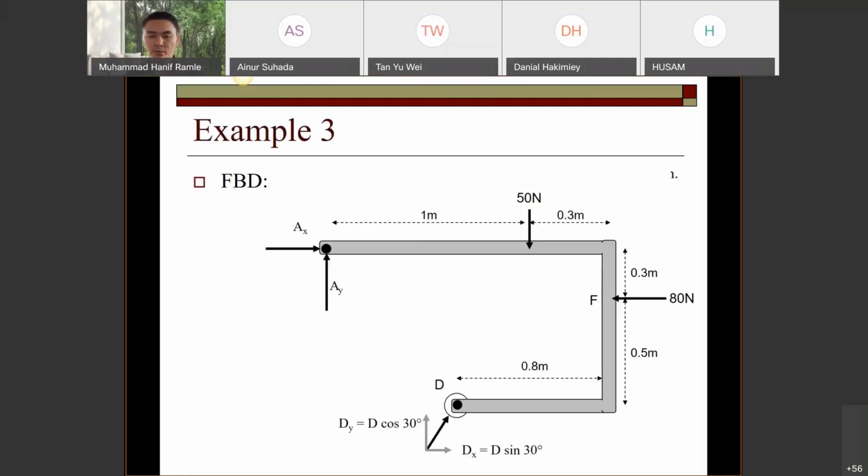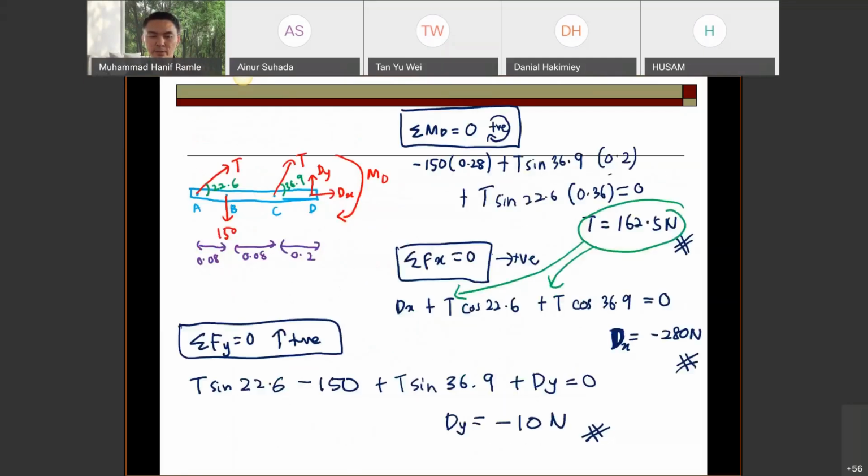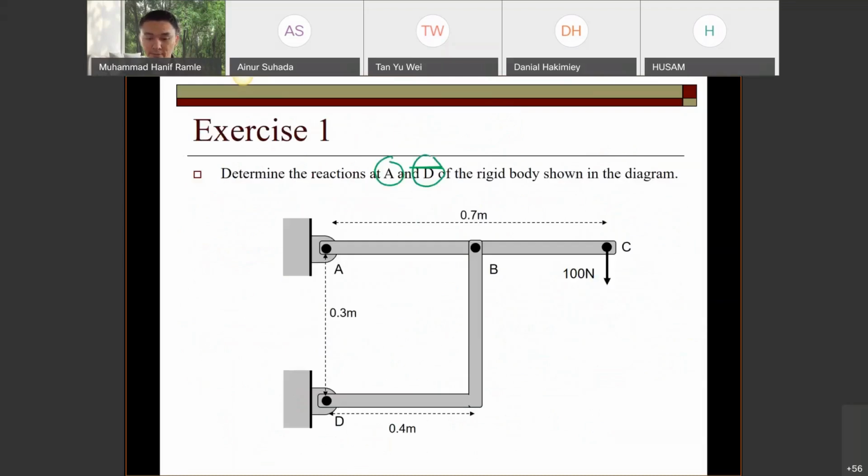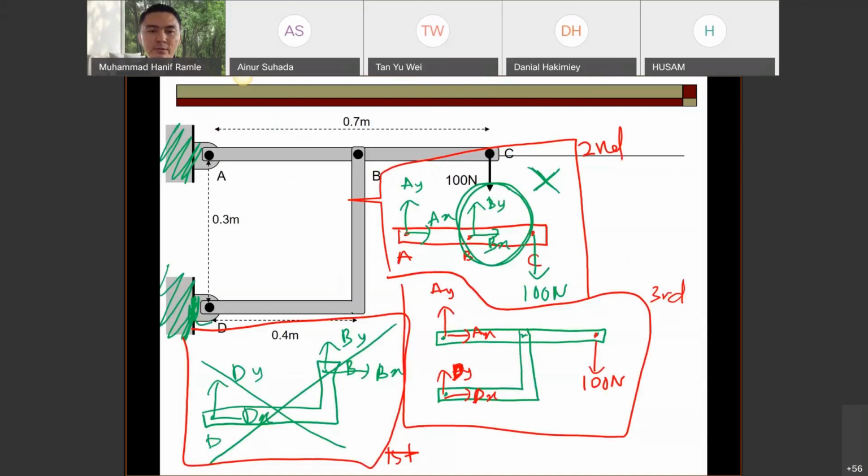So for this example 1, exercise 1, there are 3 possible FBDs that I showed to you just now. You have to choose the easiest one. In this case, the easiest one is the third FBD. All right. So far, so good. Any question?